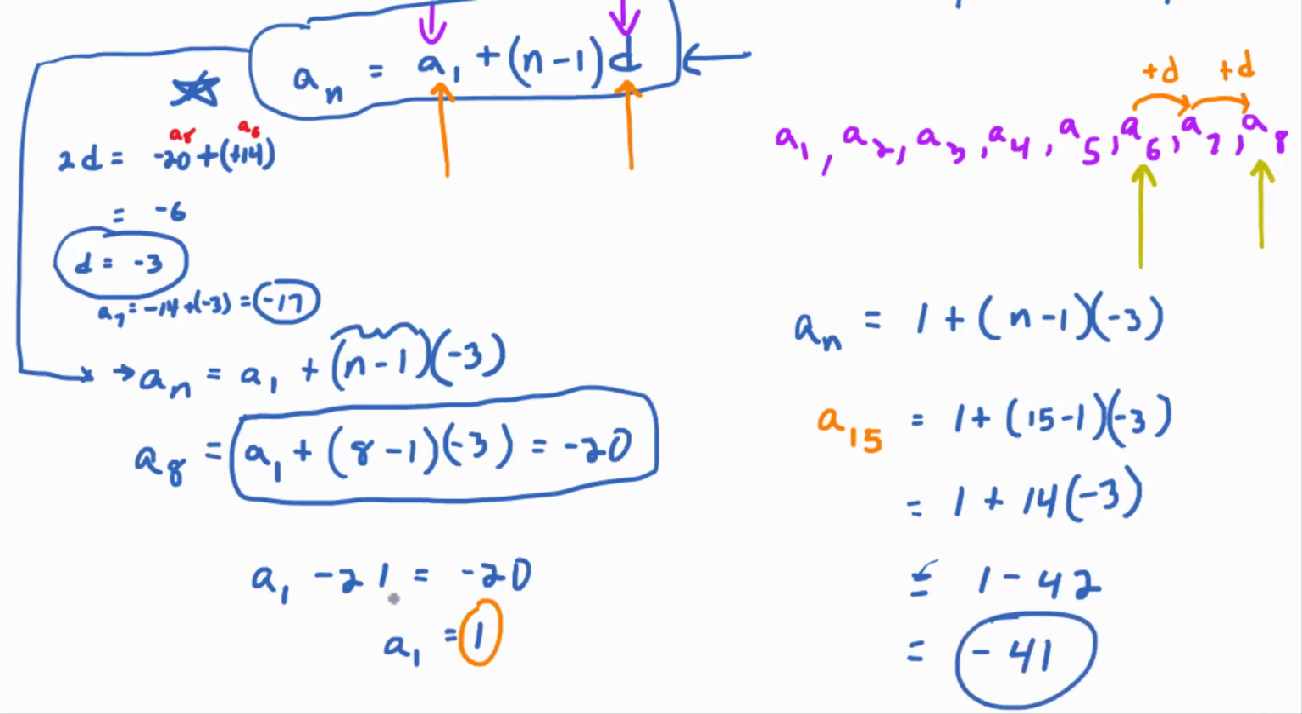And then, of course, earlier on we found A7. Where is it at? Right here. I shrank it down. It was hard to find. Okay, so negative 17 and negative 41.